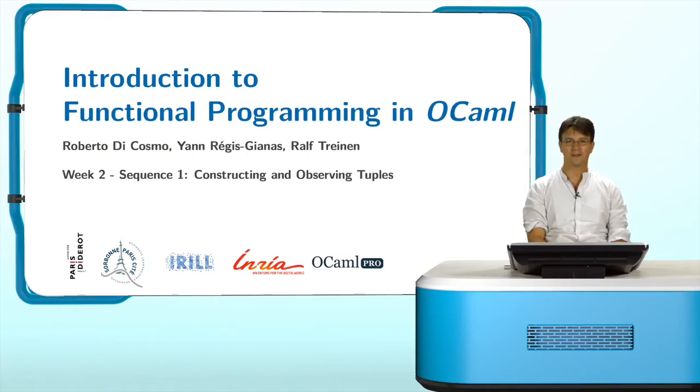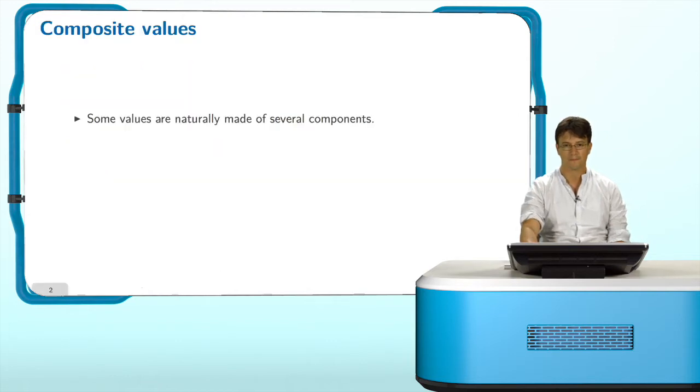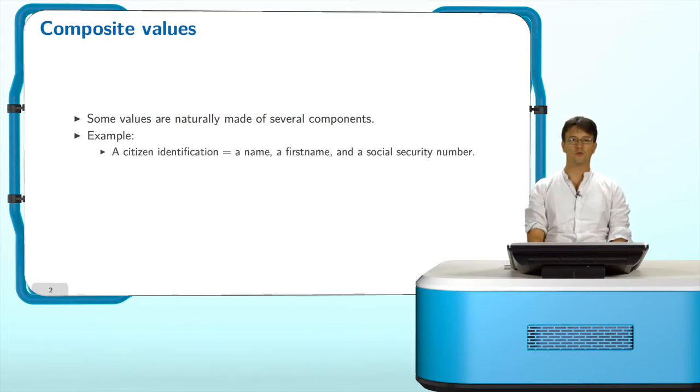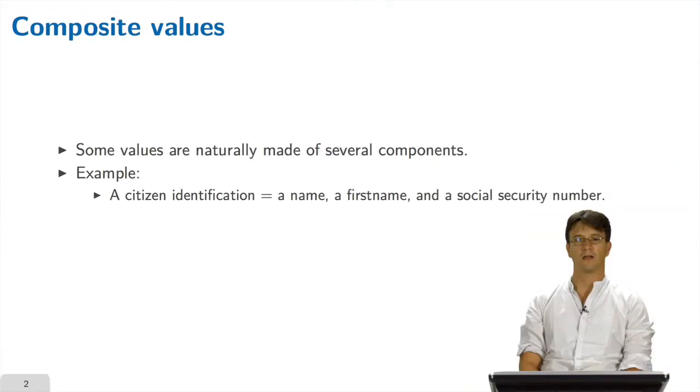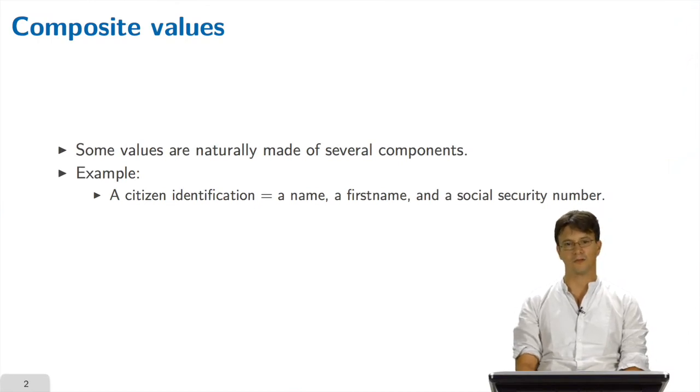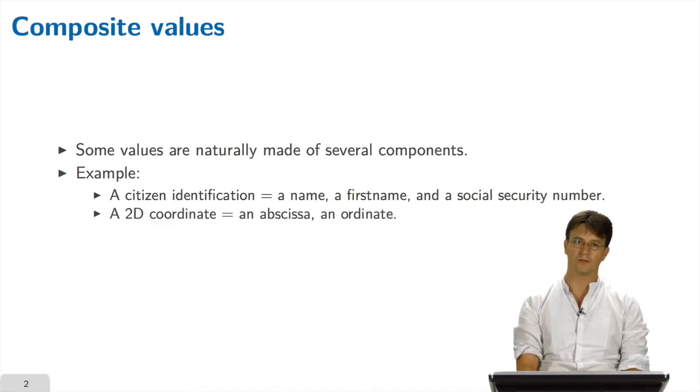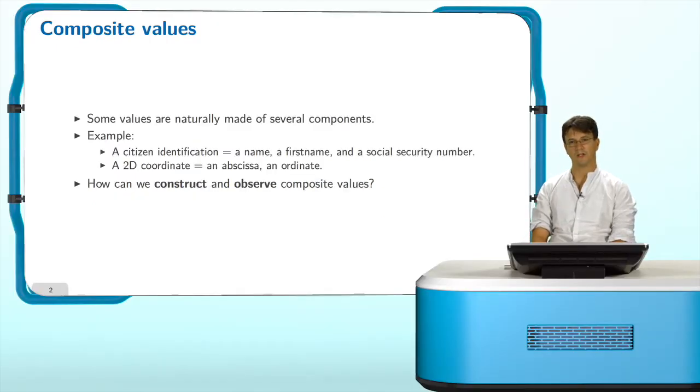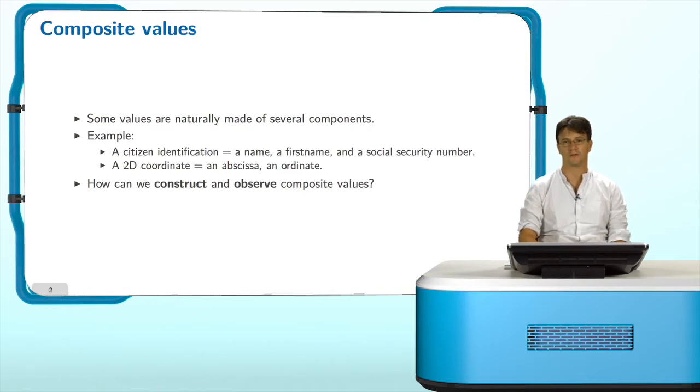So welcome back to this sequence about how you can construct and observe tuples. Some values are naturally made of several other values. For example, if you want to represent a citizen, it is composed of a name, a first name, and a social security number. If you want to represent a point in 2 dimensions, then you need an abscissa and an ordinate. So how in OCaml can you construct and observe such kind of values?